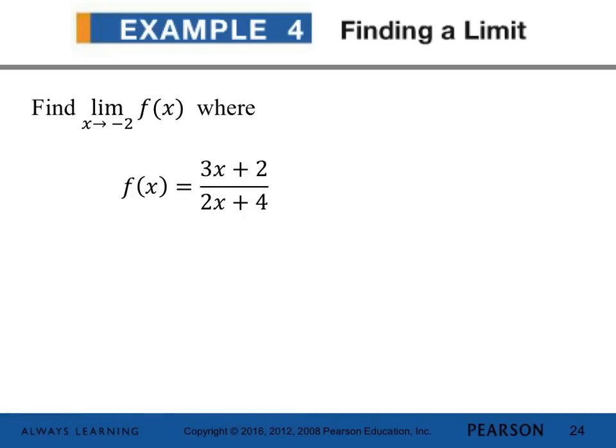Here we have example 4. We are to find the limit as x approaches -2 of f of x, and f of x in this case is 3x plus 2 divided by 2x plus 4. And again, we're going to begin by finding the limit using the table.